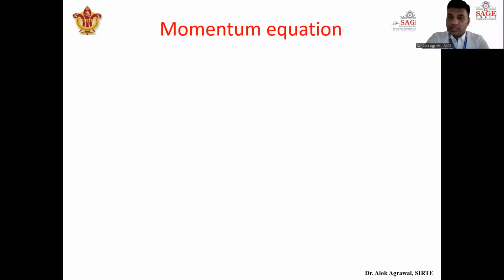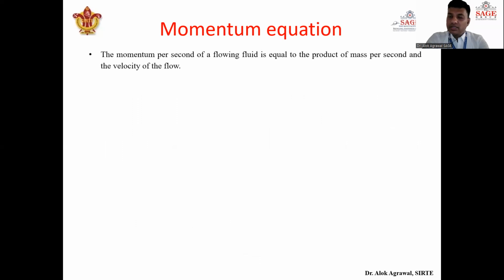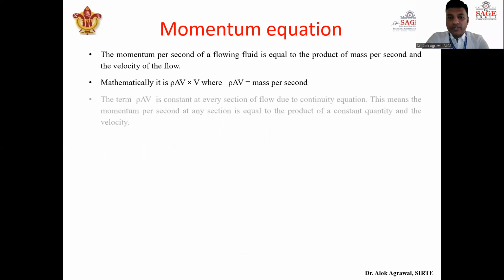Now the third one is momentum equation. What is momentum? Mass into velocity. We have seen that in incompressible flow. Now we have to modify that for compressible flow. So momentum per second of a flowing fluid is equal to the product of mass per second multiplied by the velocity of the flow. Okay. So mathematically, if we want to write, we have to write rho into A into V, that is mass per second, multiplied by V. Now this rho into A into V is constant as per compressible continuity equation. We have seen this.